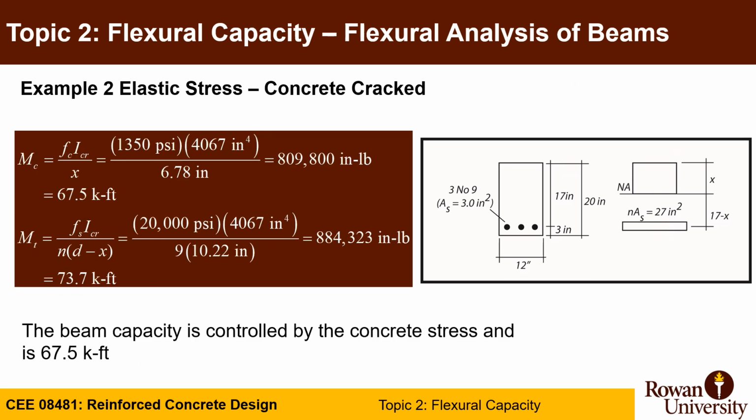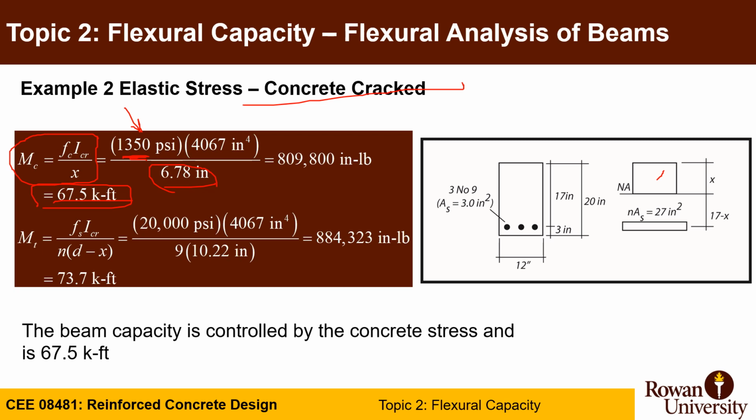So let's calculate now the moment. The moment will be the same equation, but you rearrange it. Either it gives you stresses to calculate the moment, or gives you moment to calculate stresses. In this case, the first stress was 1350 as compression in concrete, and we use this equation: 1350 times 4167 divided by 6.78, which originated from fc equals M x over I crack, and this gives you a moment of 67.5 kip-feet.